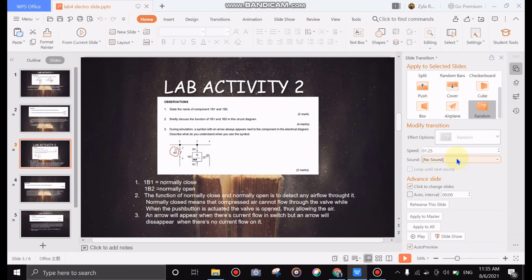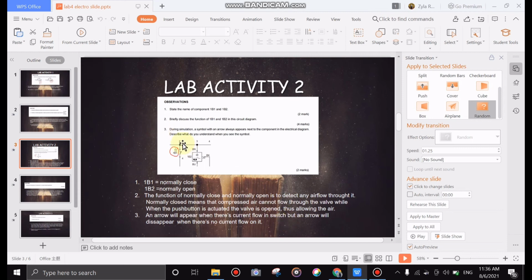Question number 1, state the name of component 1B1 and 1B2. 1B1 is actually normally closed and 1B2 is normally open. Okay, question number 2, briefly discuss the function of 1B1 and 1B2 in the circuit diagram. The function of normally closed and normally open is actually to detect any airflow through it. Normally closed means that compressed air cannot flow through the valve, while when the push button is activated, the valve is open, thus allowing the air.